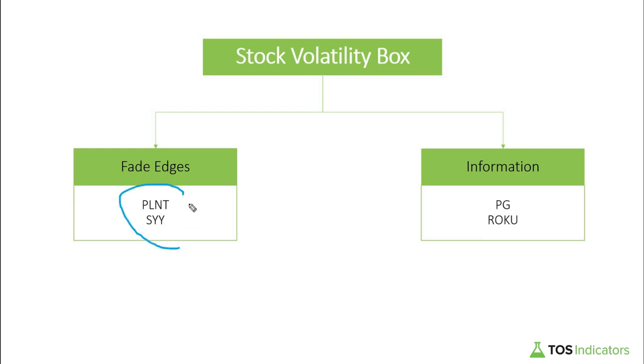Anyway, so let's bring up these tickers. We'll look at Planet Fitness, Cisco, Procter & Gamble, and Roku using our new Volatility Box tool, and we'll walk you through the entire process.